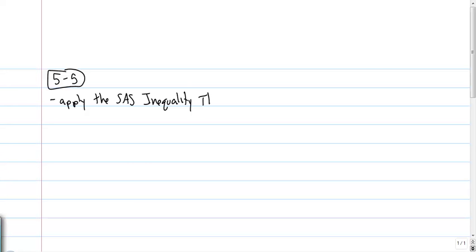Okay, for today's lesson, we're going to look at inequalities involving two triangles. So this is section 5-5. All students will be able to apply the SAS inequality theorem, and all students will be able to apply the SSS inequality theorem.